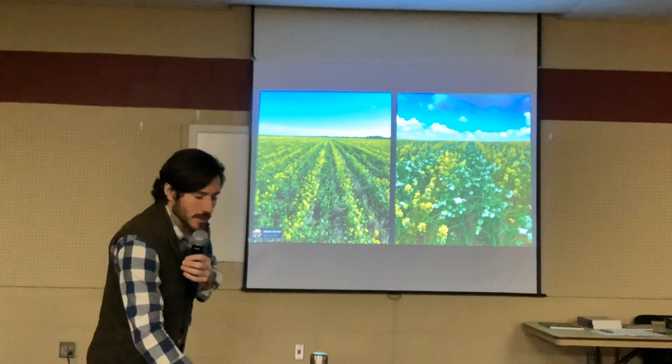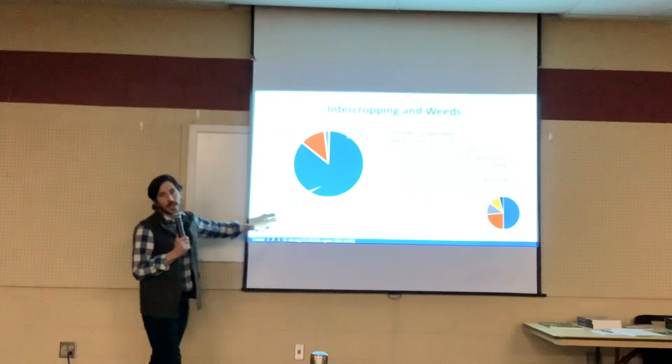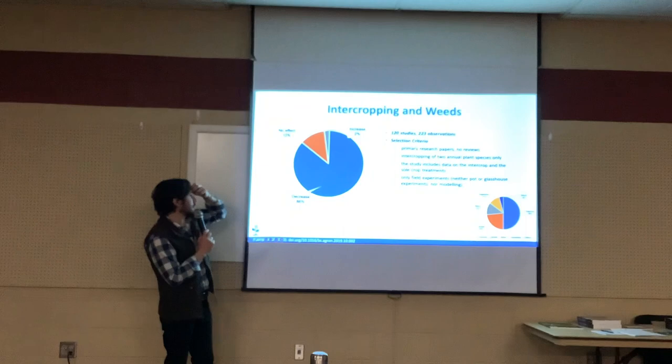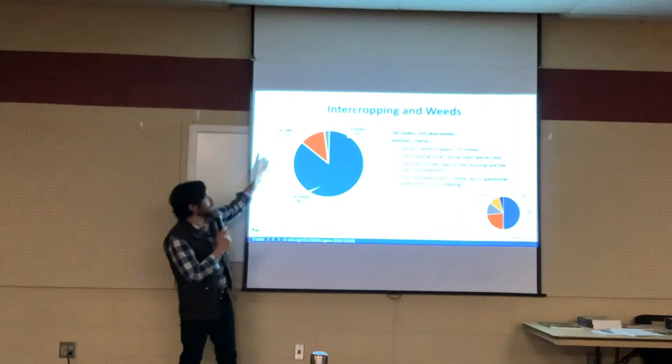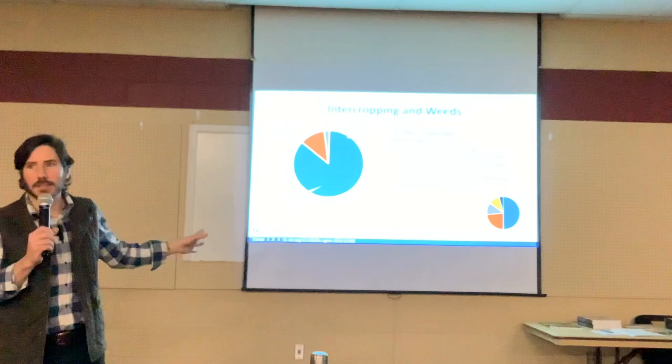And this is one on weeds. This is my only slide on weeds. I apologize. Here we're looking at 120 studies, same kind of criteria, and they found that in 86% of those studies, intercropping led to a decrease in weed pressure, 12% neutral, 2% increase. Okay, and again, I'm not saying this is perfect. I'm not saying this is controlling all of these things, but I think the odds are very good.